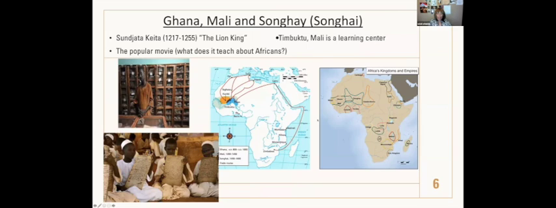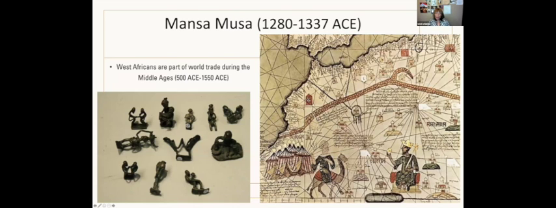Western Europeans want access to this wealth. They can't navigate the Sahara Desert. They don't know enough about camels and navigating by the stars. So they set sail. Portugal and Spain set sail, all right? And Spain is led by Columbus.